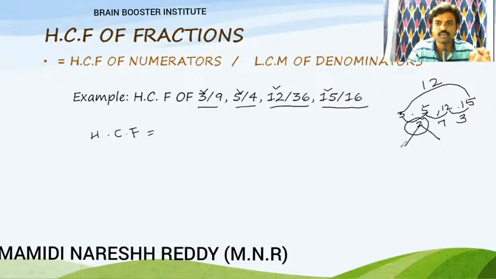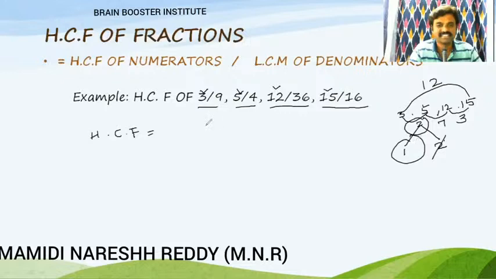Absolutely, we know that 2 is a prime number. The factors of a prime number are 1 and itself, so 1 and 2. As 2 is not a factor of all numbers, I'm not taking 2. Now the final answer is 1. So 1 is the HCF of the numerators.